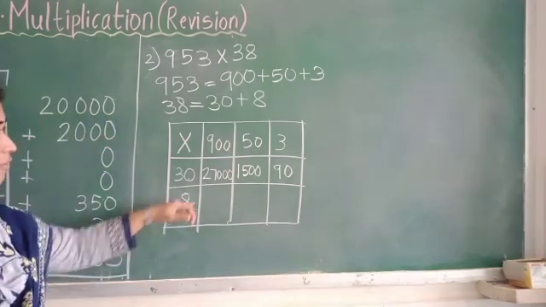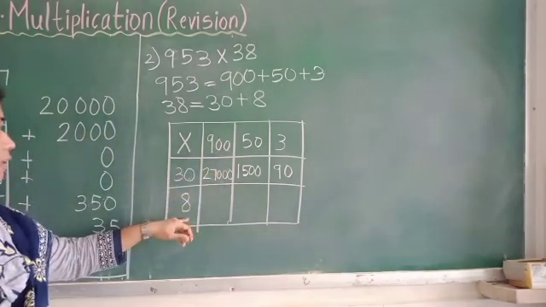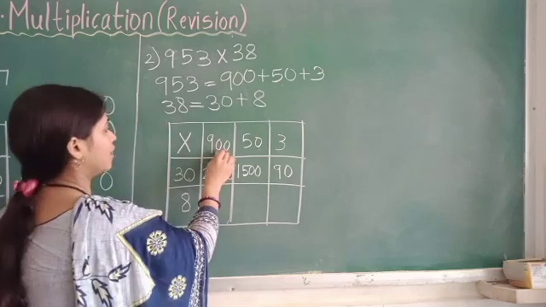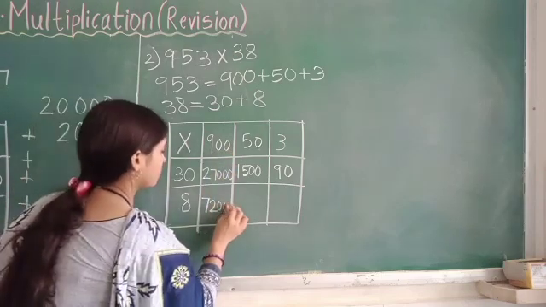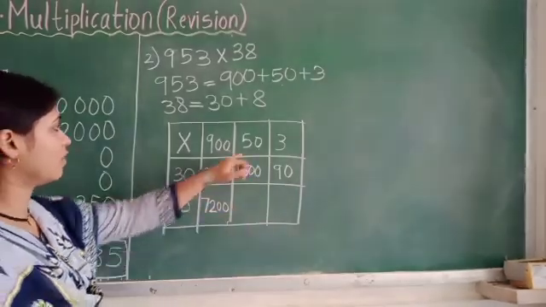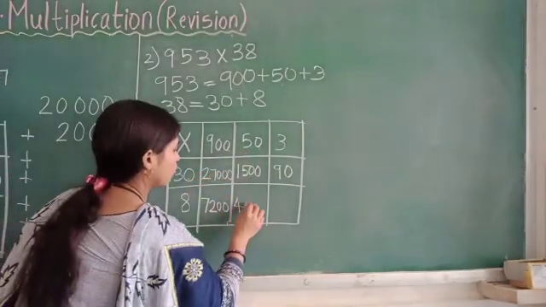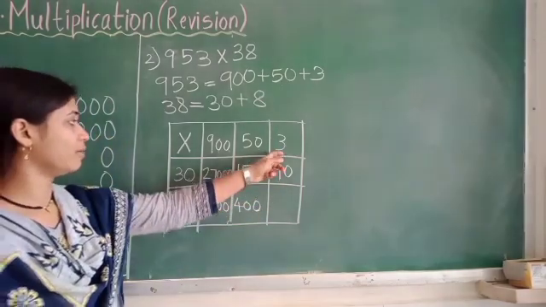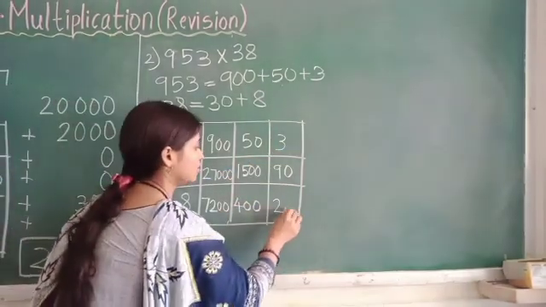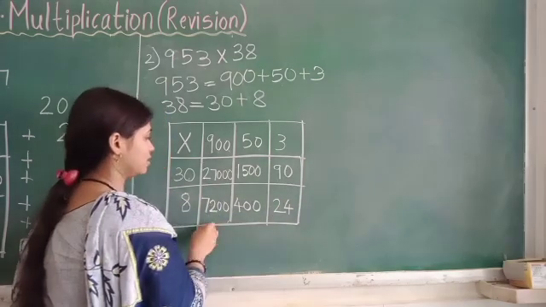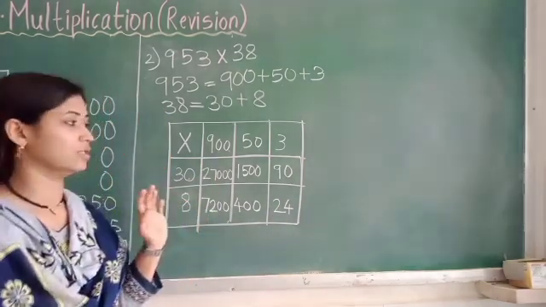Now 8 will be multiplied by 900. 8 nines is how much? 72 and the 2 zeros of 900. Now 8 will be multiplied by 50. 8 fives is how much? 40 and 1 zero of 50. 8 multiplied by 3 is how much? 8 threes is 24. Now all these 6 answers we will add together.